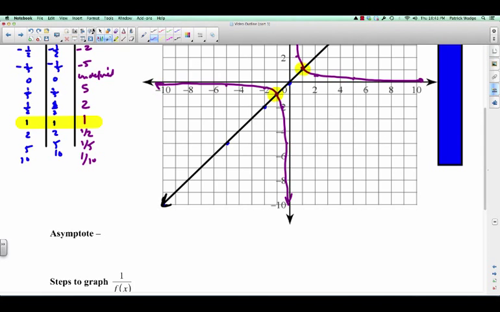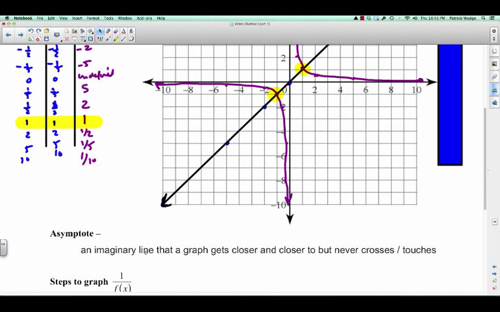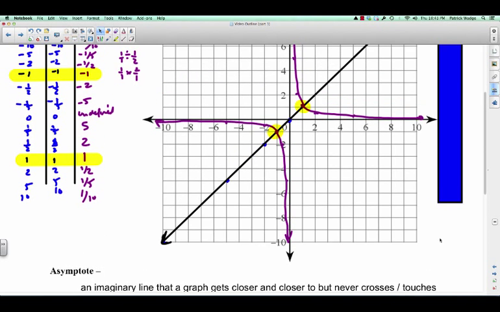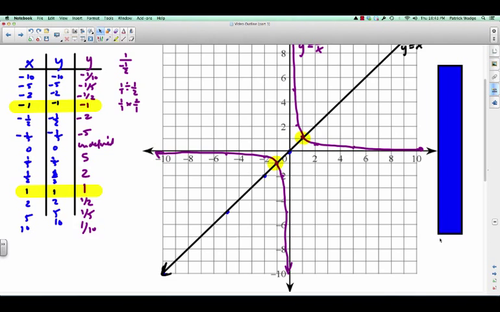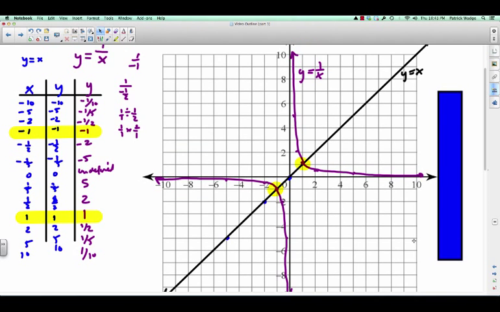First of all, we're going to introduce you to an amusing word, which is asymptote. An asymptote is an imaginary line that a graph gets closer and closer to, but never actually crosses or touches. Now, we have 2 asymptotes in this graph. Can you see where they are? One asymptote is right here along the x-axis. The graphs are getting closer and closer to that line, but they're not actually touching it. The other asymptote is along the y-axis. The curves are getting closer and closer to that line, but never touch it either.